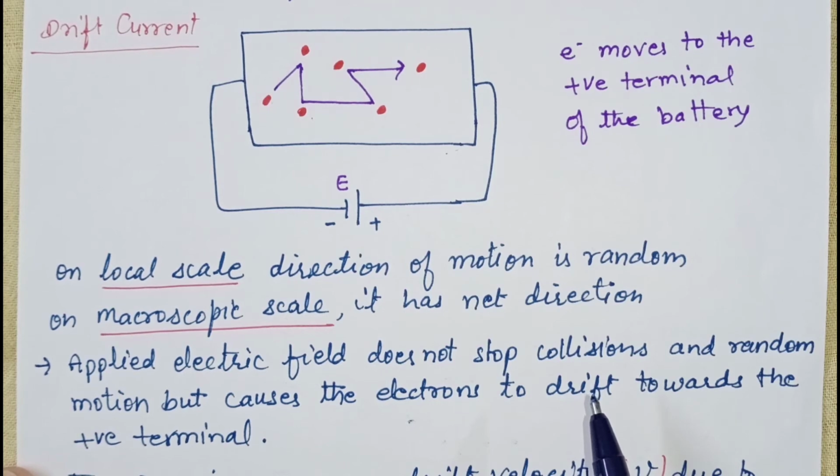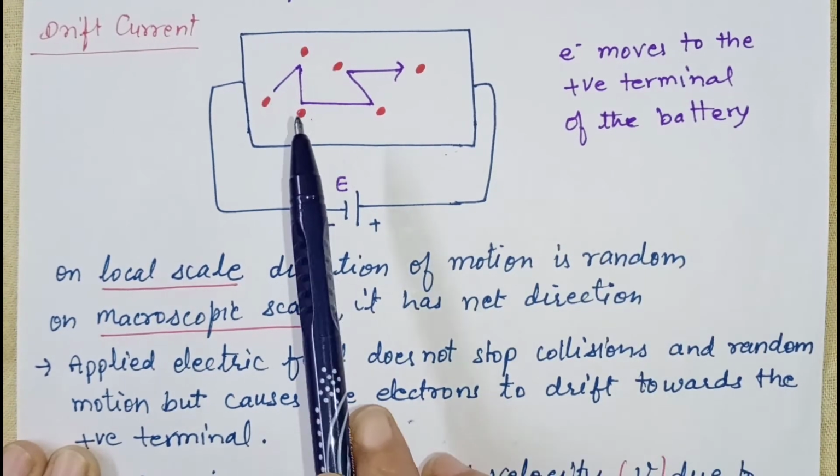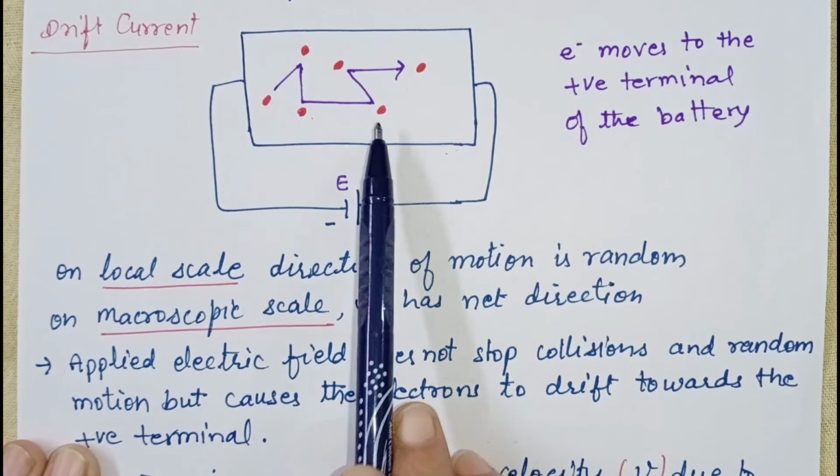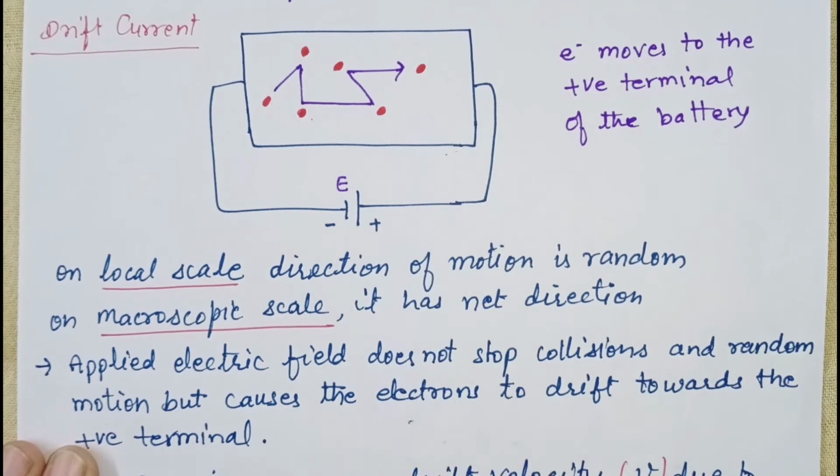We will study drift and diffusion current in this video. We know at room temperature, some of the electrons break their covalent bond and become free from their parent atom, and they move randomly in the crystal lattice.